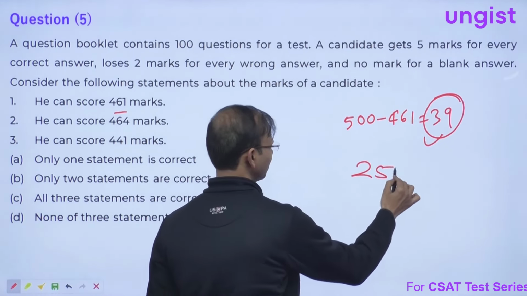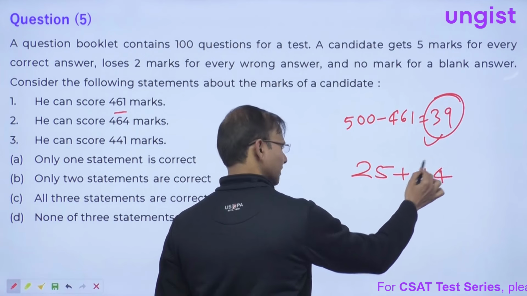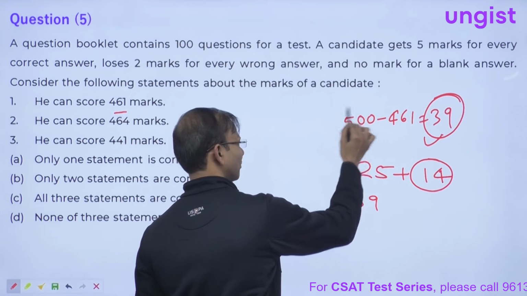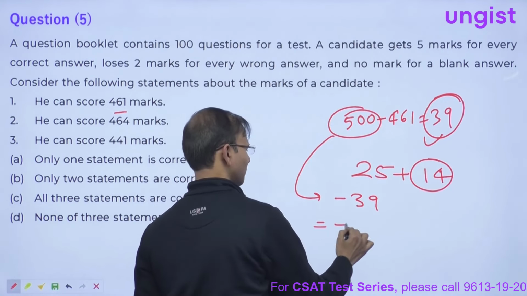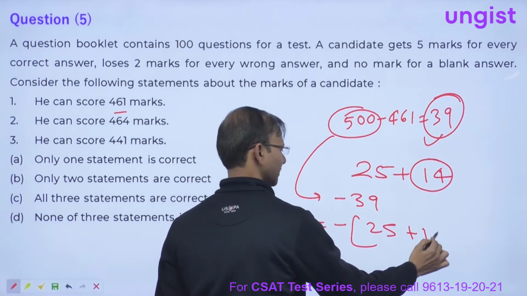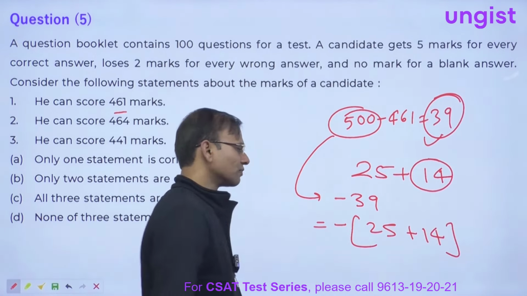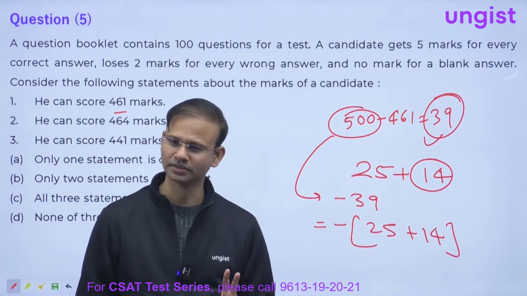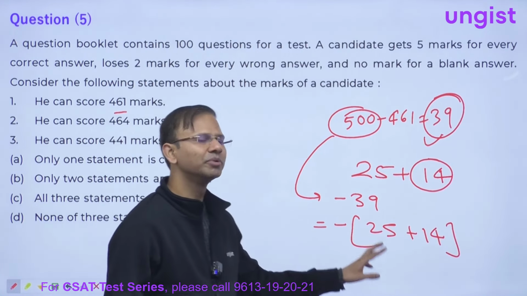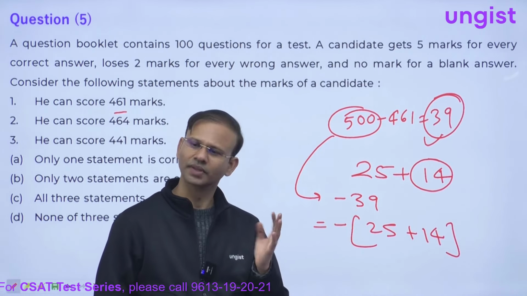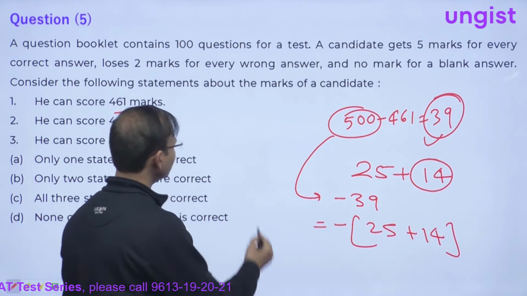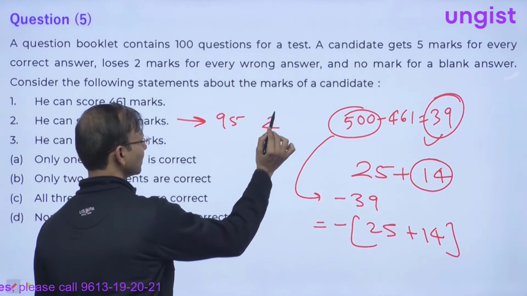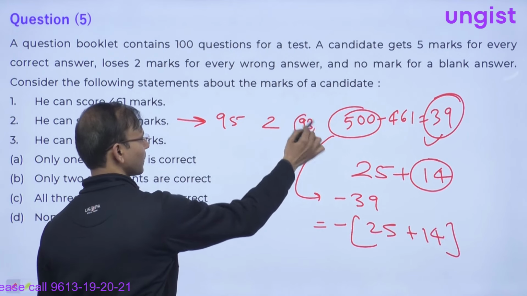So here the score is 500 minus 39. This is minus of 25 plus 14. Now 14 is 2 questions wrong, and 25 is 5 questions left blank. Getting it, everyone? So here he is actually attempting 95 questions. Out of that, 2 are wrong and 93 are correct.